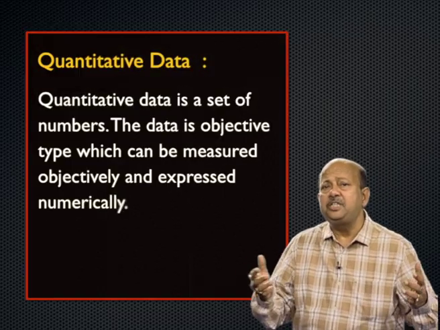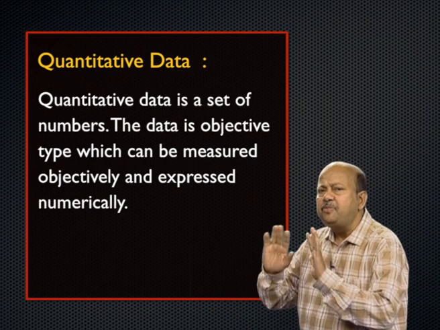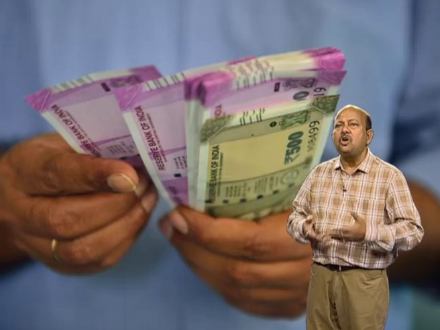Now, what is quantitative data? Quantitative data means a set of numbers, objective type of data that can be measured objectively and expressed numerically. That is quantitative data. So, for example, salary of employees is quantitative data, it is structured. Next, age is also quantitative data.